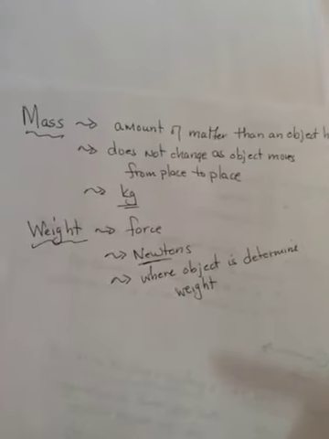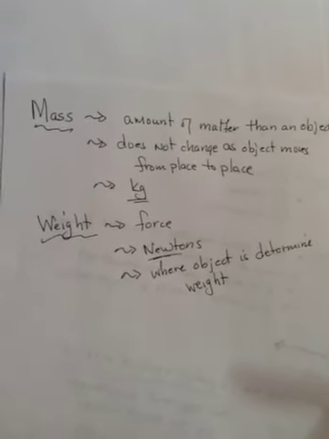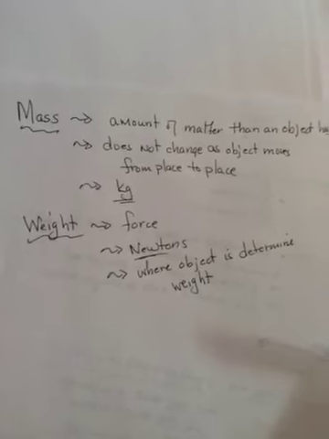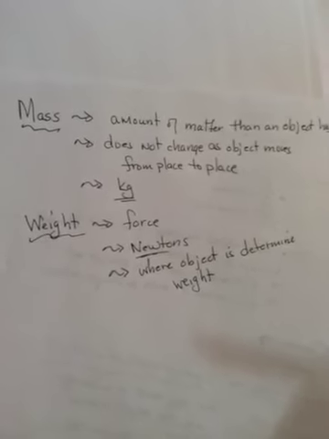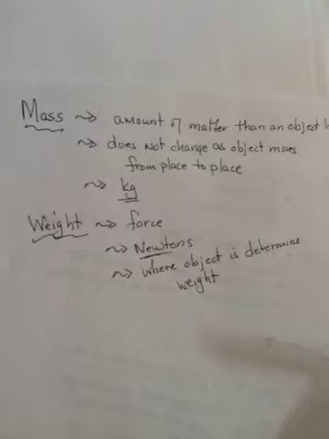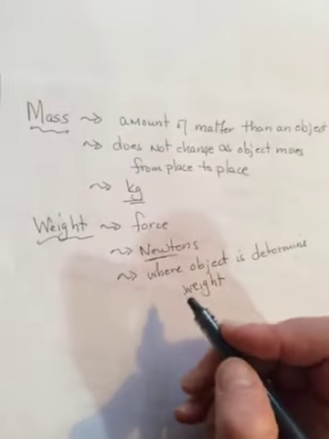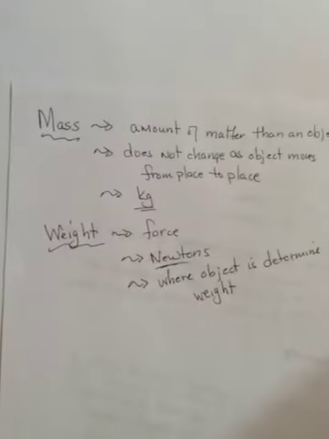So if you stand on your bathroom scale, or the unphysics people among us stand on their bathroom scale, and they say they weigh 64 kilograms, they are just showing that they are unphysicsed. Their mass is 64 kilograms, but their weight would have to be in newtons, and I'll come back to that.